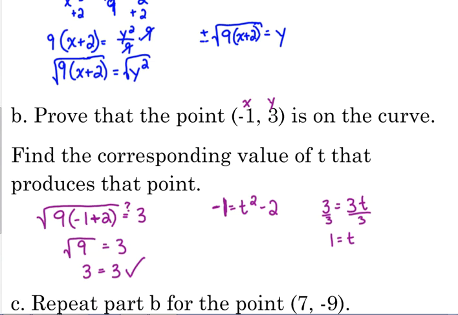I do want to check and confirm that that value of t is confirmed in the other equation as well. So add 2 to both sides. 1 is equal to t squared, so we square root both sides. So 1 is equal to t. Technically, -1 is also equal to t because we took the square root of +1, but we don't talk about negative time, right? Negative time doesn't really make sense.